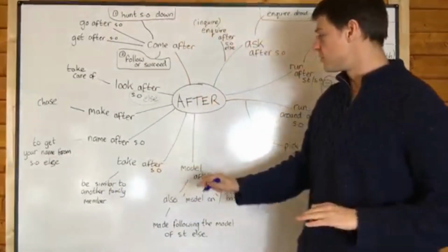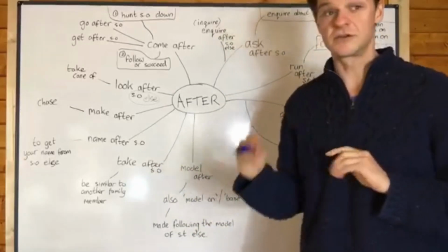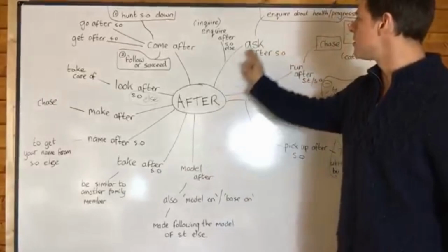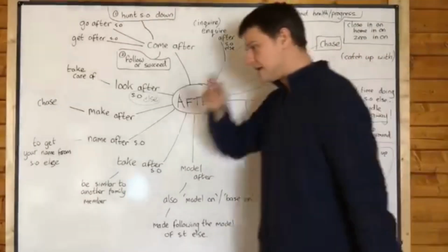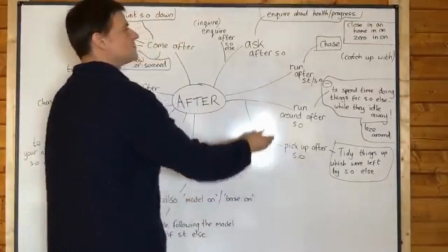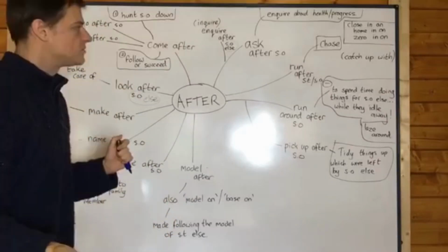If anyone doesn't know, when I write S.O, that means someone. If I write S.T, that means something. Anyway, let's look at "ask after someone" first of all. This one's quite an informal phrasal verb, and it just means inquire about the health or progress of someone you know.